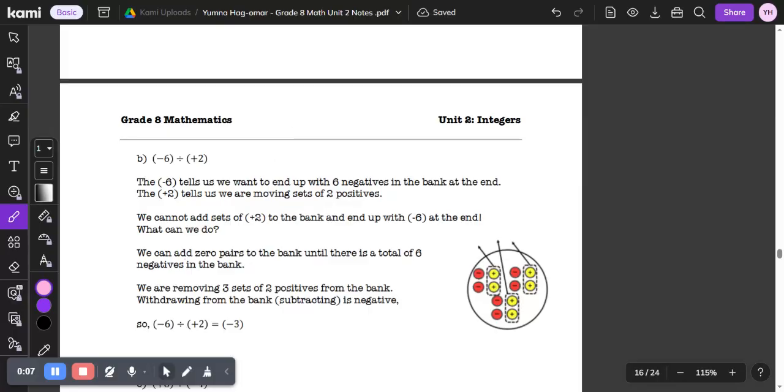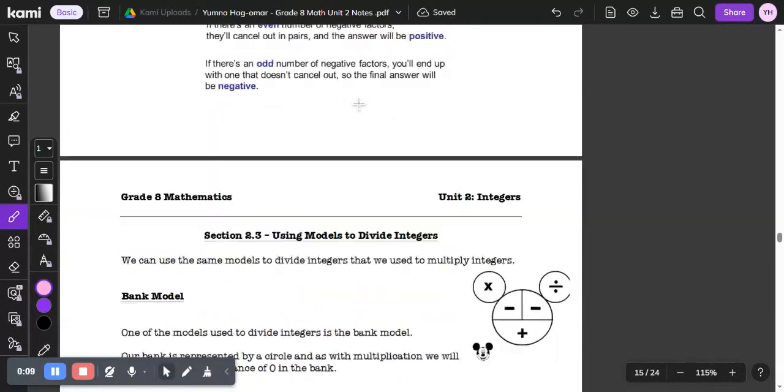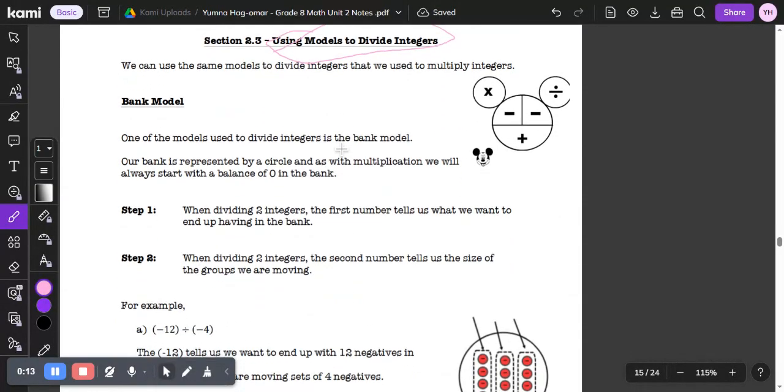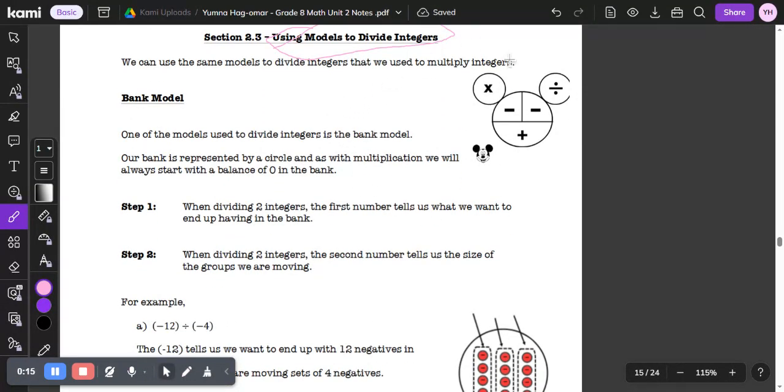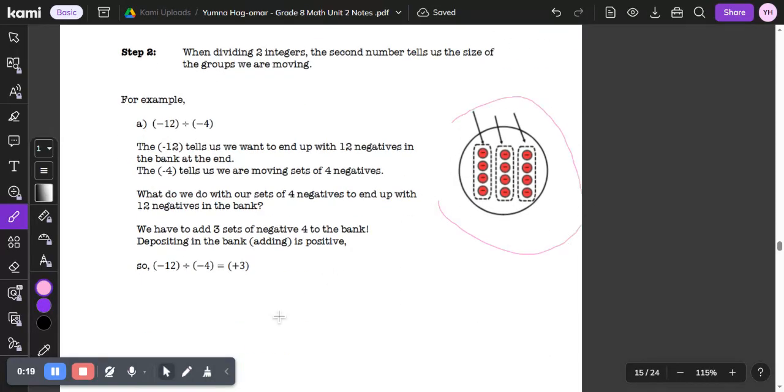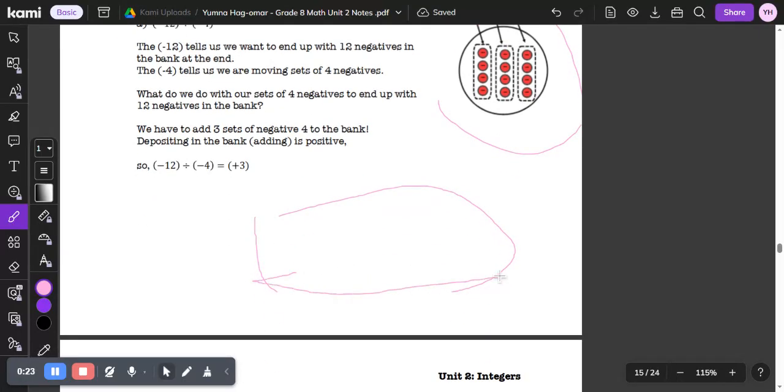Anyways, today we're going to be using models to divide integers, alright? So, one of the models used to divide integers is the bank model. This is a bank model. It's when you have this square like this, and in the square you add groups of things.